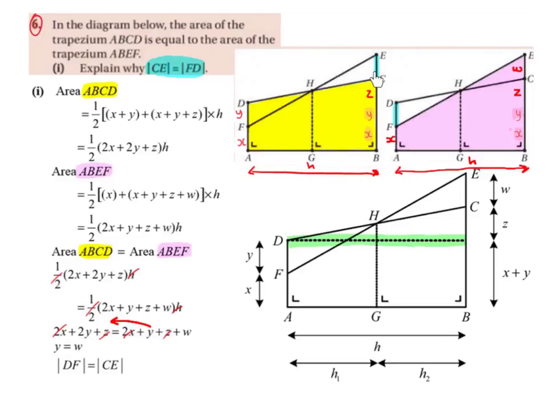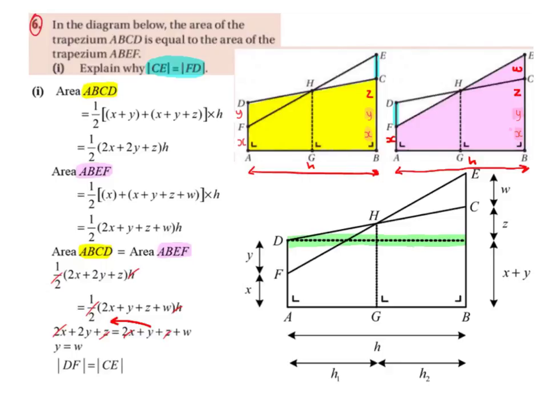And obviously then this entire distance is going to be X plus Y plus Z. And this distance from here to here will be X plus Y. And then the perpendicular distance between the parallel sides is going to be H on both diagrams. So here are our parallel lines from D to A and from C to B, and here are our parallel lines from F to A and from E to B.